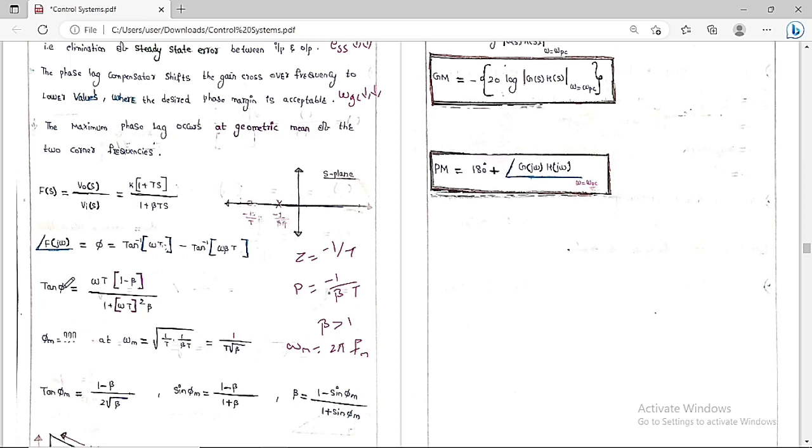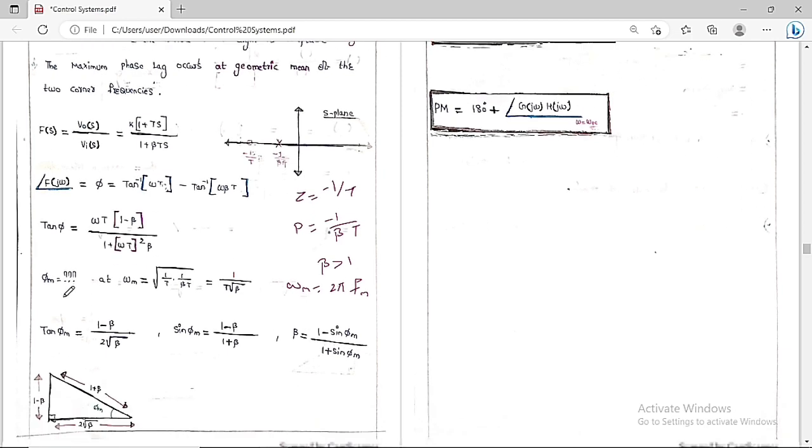If you want phi m, replace phi by phi m and replace omega by omega m. So if you substitute omega m here and simplify, we are going to get the value of phi m. Therefore, tan phi m is nothing but (1 minus beta) by 2 root beta. I want to write this in terms of a right angle triangle. So 90 degrees, this is phi m, this is the opposite side and this is the adjacent side: 1 minus beta, and 2 root beta.